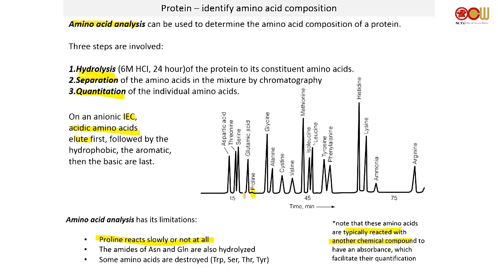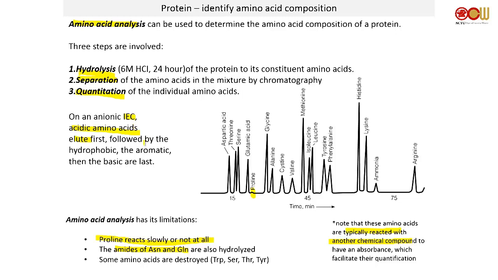So that proline has a very small absorbance. Okay, so proline is not great. Another limitation is that the amides of your asparagine and glutamine are also hydrolyzed. As a result, you'll get glutamic acid and aspartic acid. Because using strong acid, what this process does is it hydrolyzes your peptide bond, your amide bond. So as a result, you also hydrolyze the amide bond found on your asparagine and glutamine.